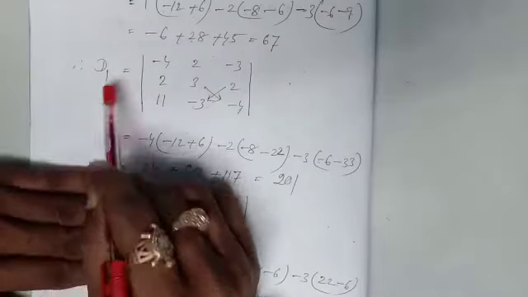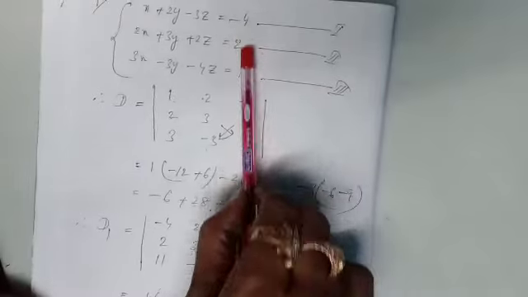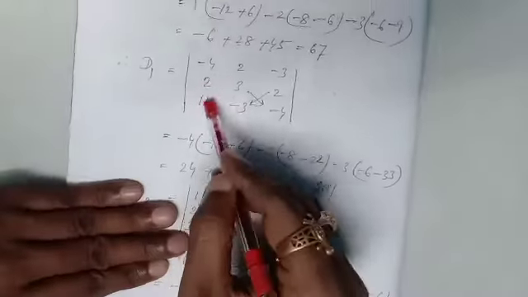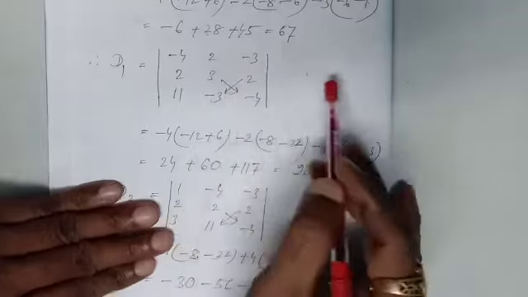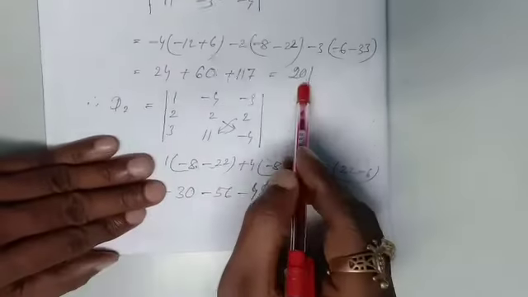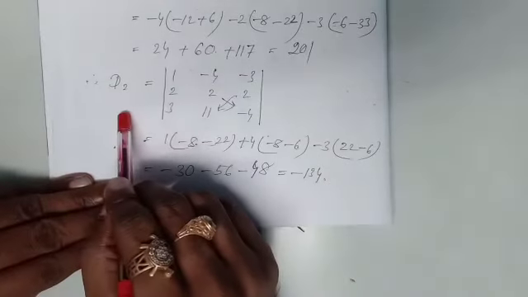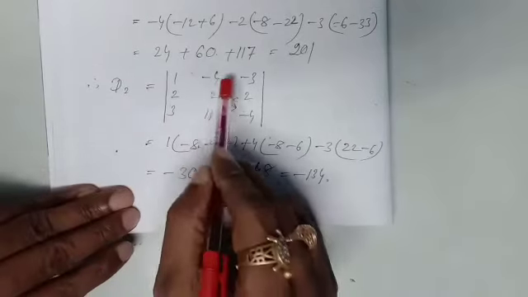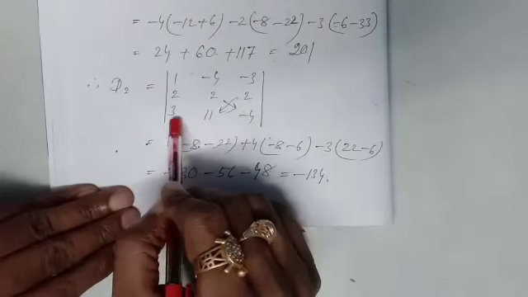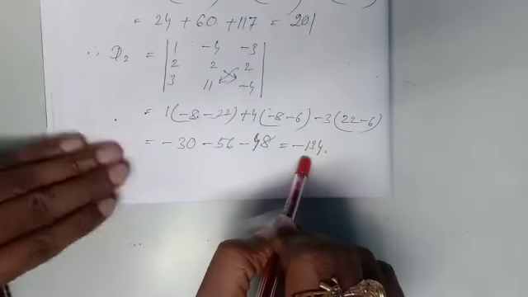Again, find D1. D1 means from D, the first column will be replaced by the right hand side numbers, that is minus 4, 2, 11. Remaining other columns fixed. Then again you have to evaluate. You will get 201. After simplification, you have to solve on your own. Next, find D2. D2 means the second column of D will be replaced by the right hand side numbers, minus 4, 2, 11, others remain fixed. Then find D2. We are getting minus 134.